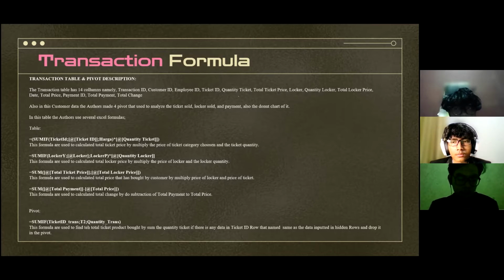And next is the pivot, SUMIF, ticket ID in the transaction table to quantity. These formulas are used to find the total ticket product bought by summing the quantity ticket if there is any data in ticket ID. The row name is the same as the data input in the hidden row and dropped into the pivot.